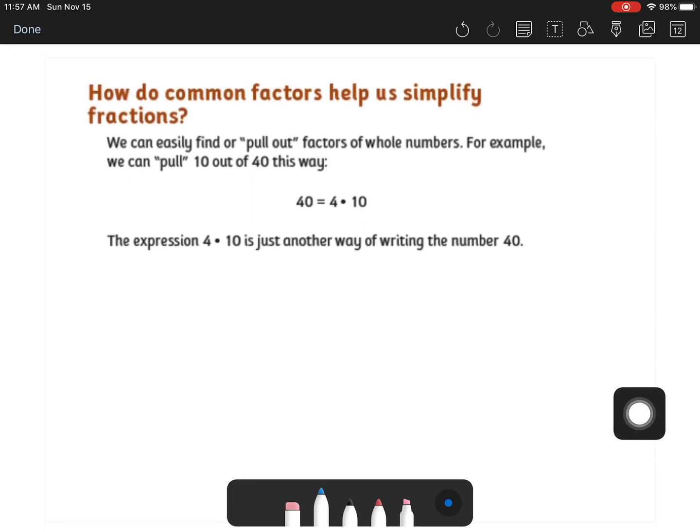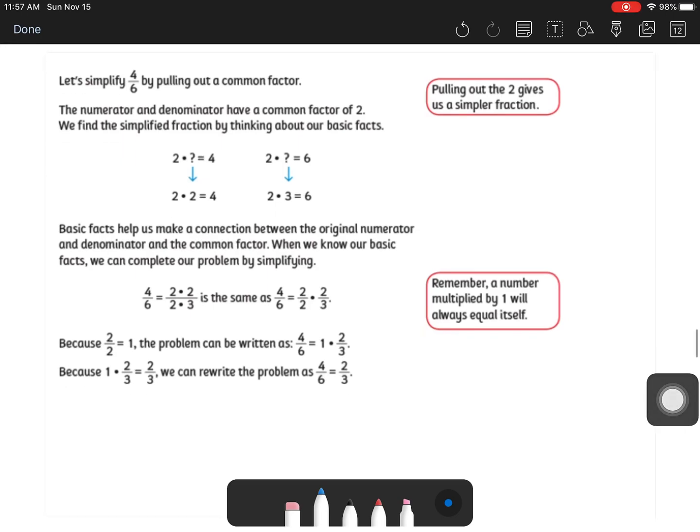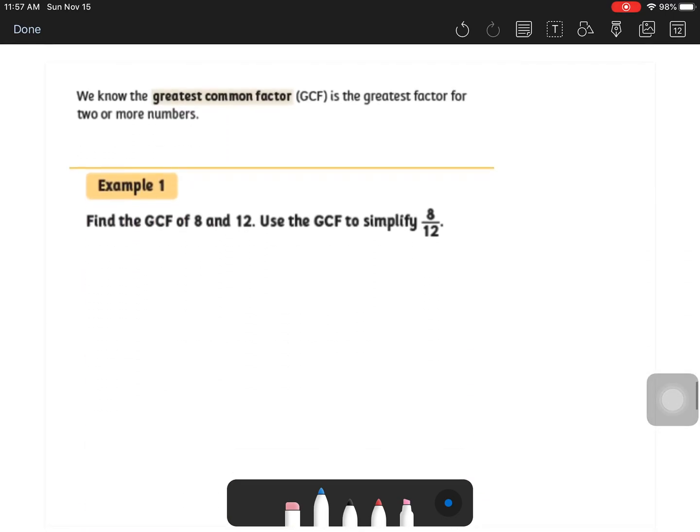And so they're going to talk about how we can easily find or pull out factors. When they say pull out factors, that really just means like divide it, like what I showed in the other example. Okay, and so they're going to talk about pulling out factors here. Let's jump into some examples.